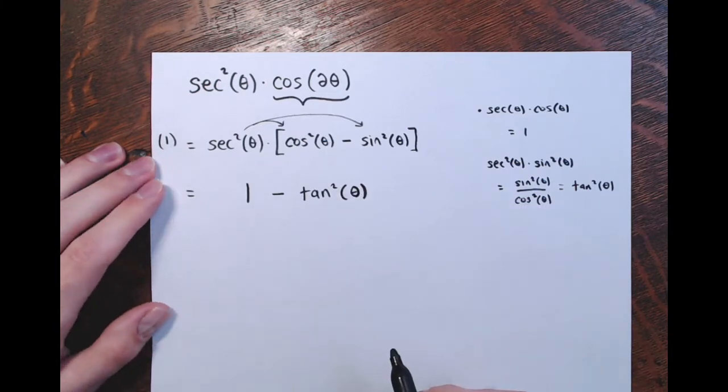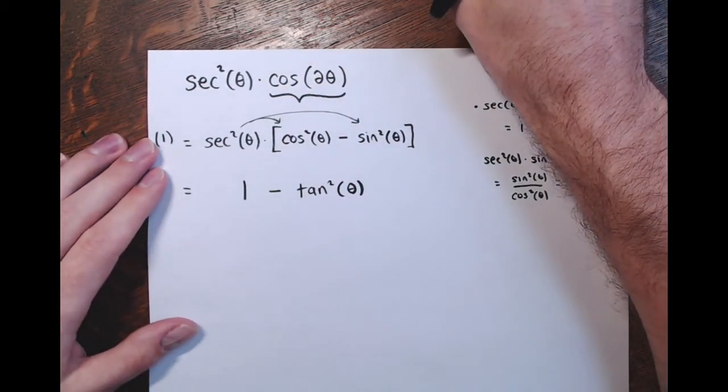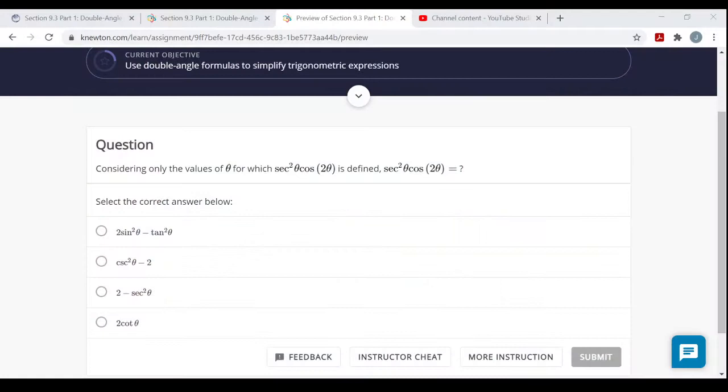Okay. Now, let's see if that's any of my options. It's not. But I can get it to be one of these. I kind of see it right now. Remember, there was a Pythagorean identity involving secant squared and tangent squared, and I'm seeing this third option with secant squared here. Let me show you how I can get it to look like that.